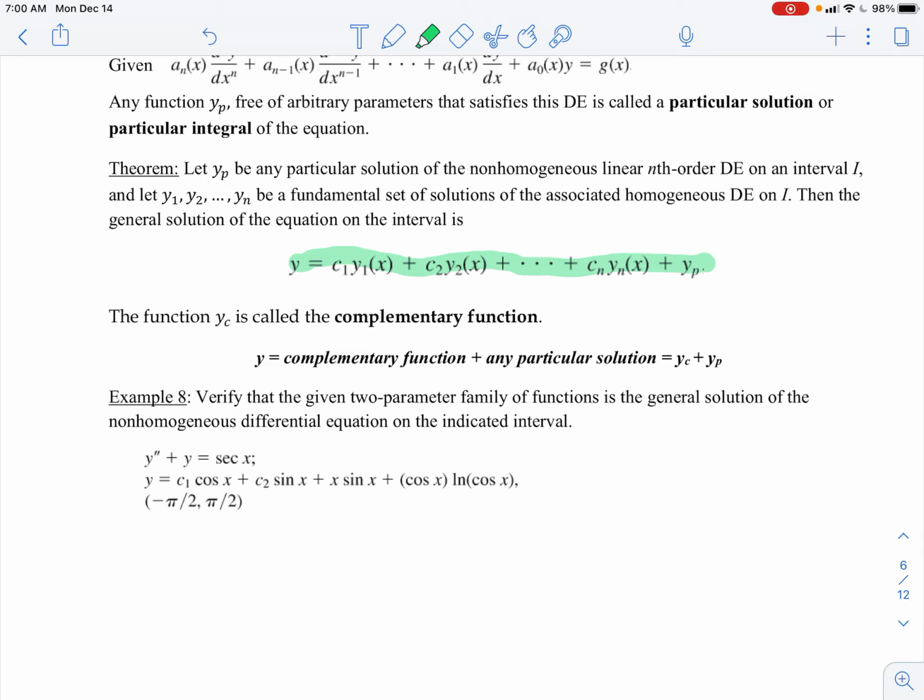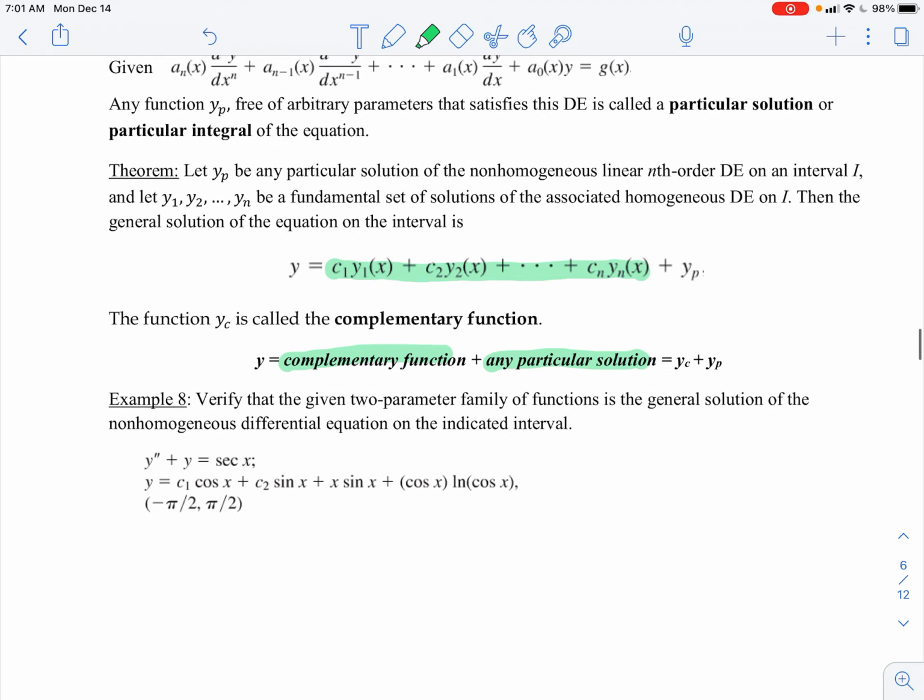The function y sub c is called the complementary function. This complementary function is the solution to the homogeneous part of the differential equation. So that y sub c, the c sub 1 all the way up to c sub n, is going to be the complementary function, the solution to the homogeneous part. The particular solution is going to be the solution of the non-homogeneous part.